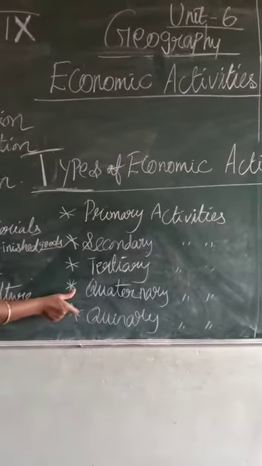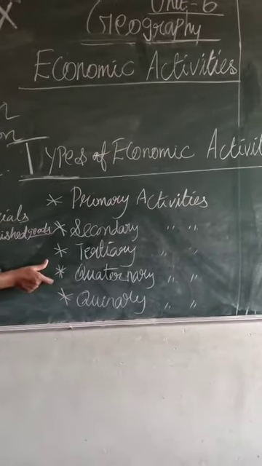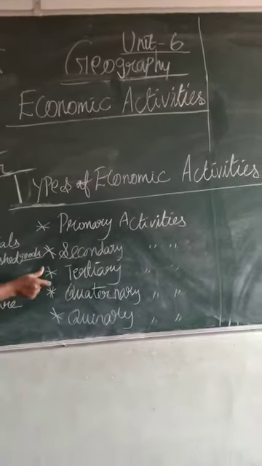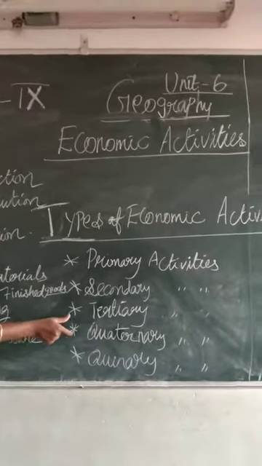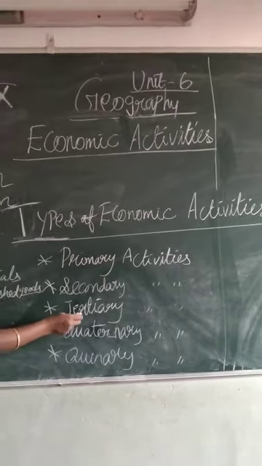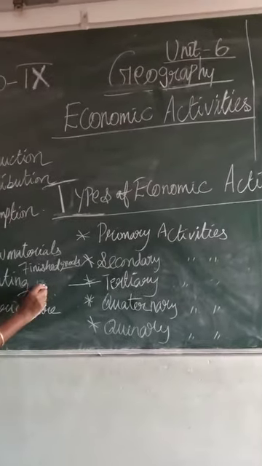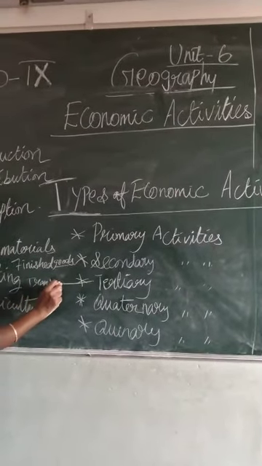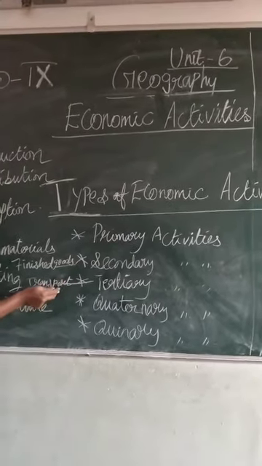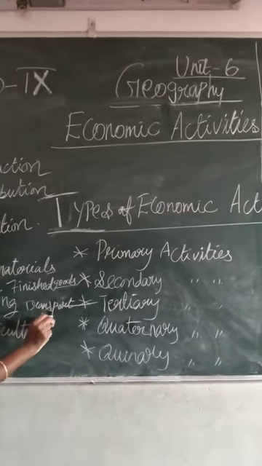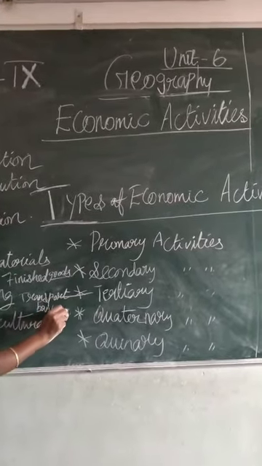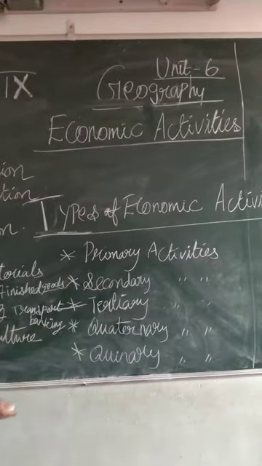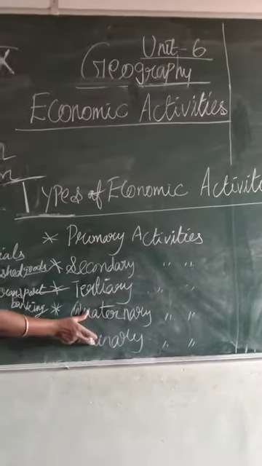Next, tertiary activities. Activities which by themselves do not produce goods but support the process of production are called tertiary activities. For example, transport, communication, banking, storage and trade.